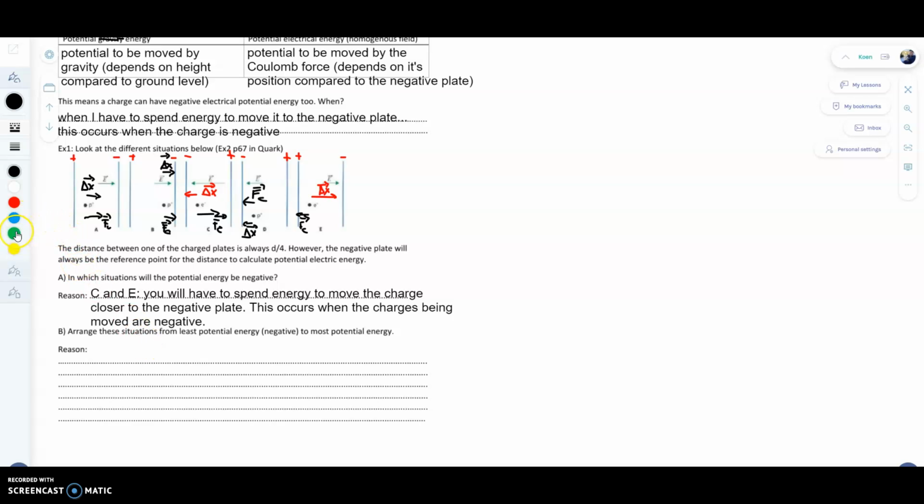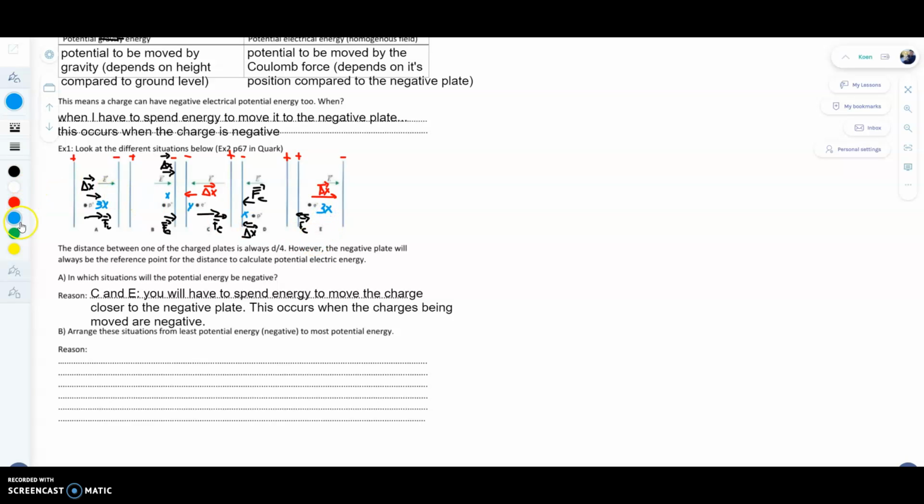Now, the devil's in the detail as well, because there's one last thing you have to keep in mind. Your distance is always compared to the negative plate. So in this situation, the distance would be x. If we take situation A, however, the distance would be three times as much as in situation B. Same thing here, distance is x. It's always the distance to the negative plate, which is x. Here, the distance is three times x.